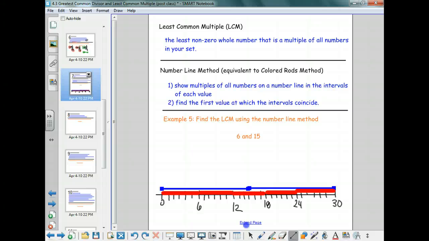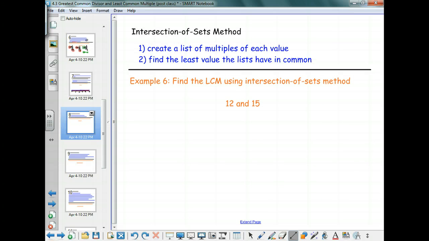Okay, so this is one way of doing it. Now, you can do the same sort of thing with intersection of sets. We did an intersection of sets method before, where you list out all of the factors, and we looked for what factors they had in common. It was the greatest one they had in common that we were interested in. Do you remember that? Okay.